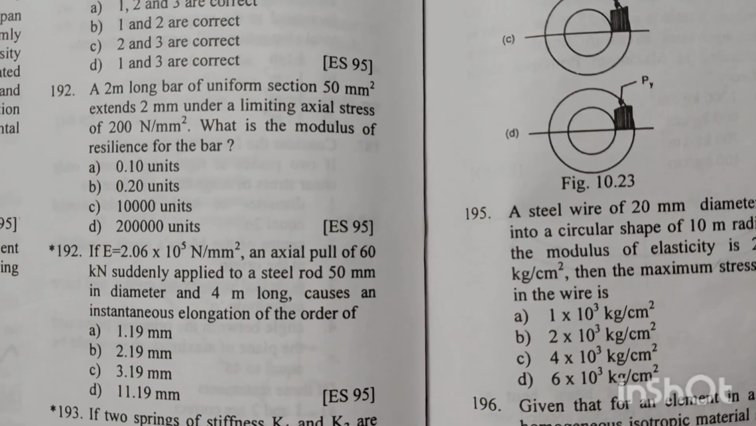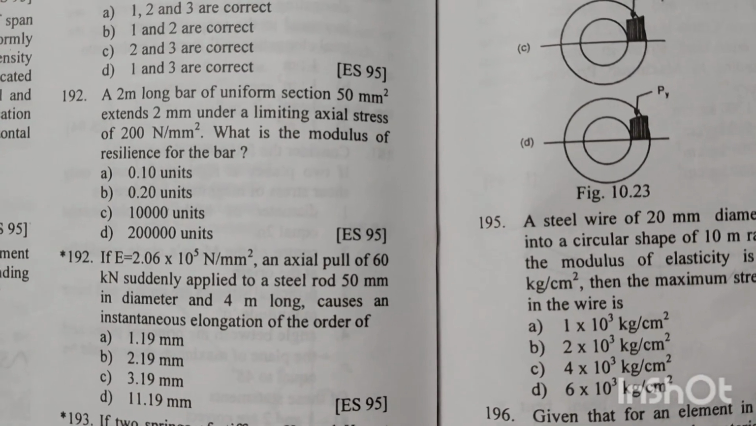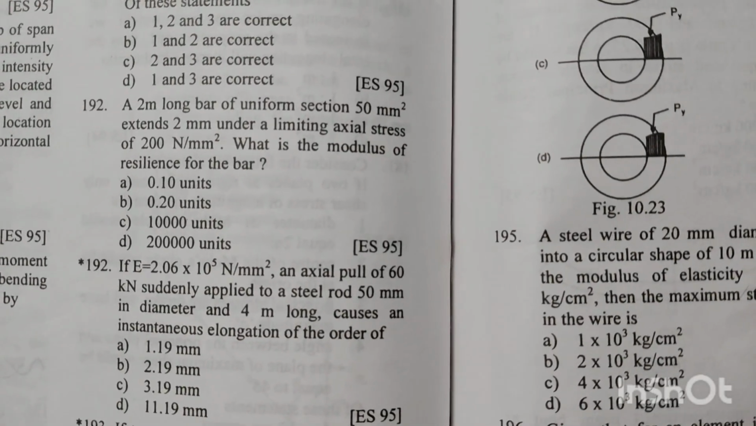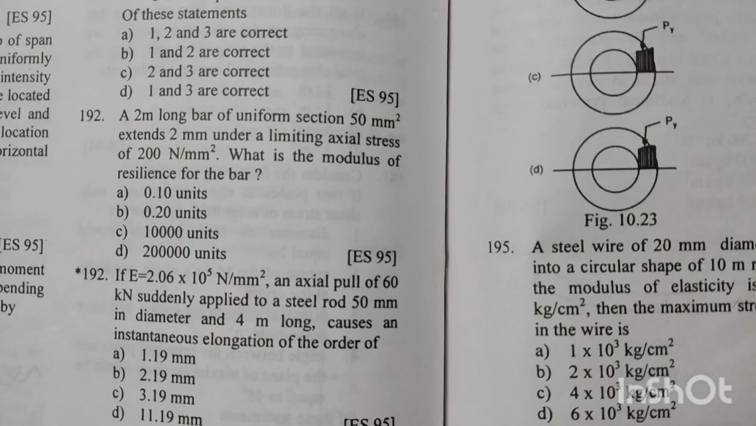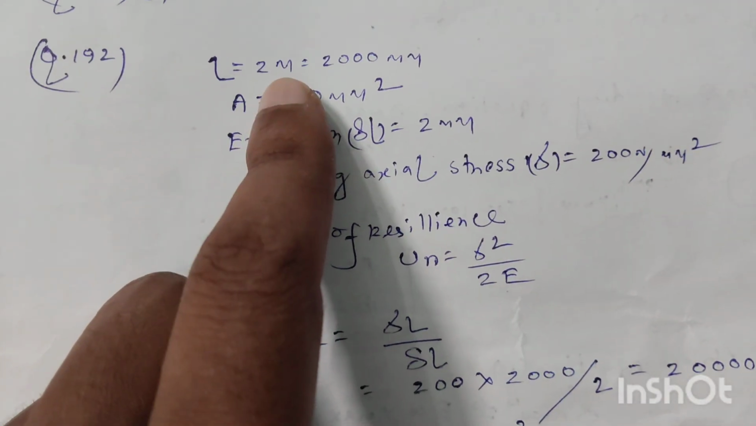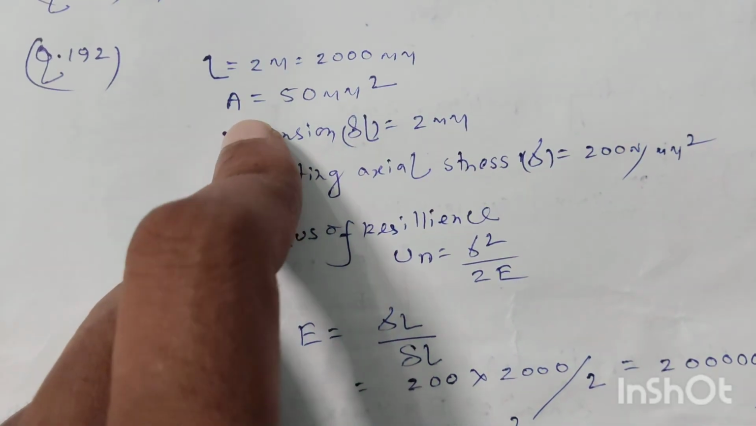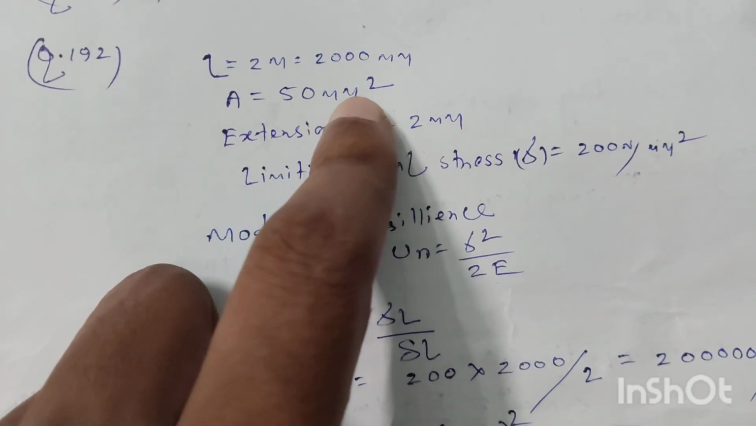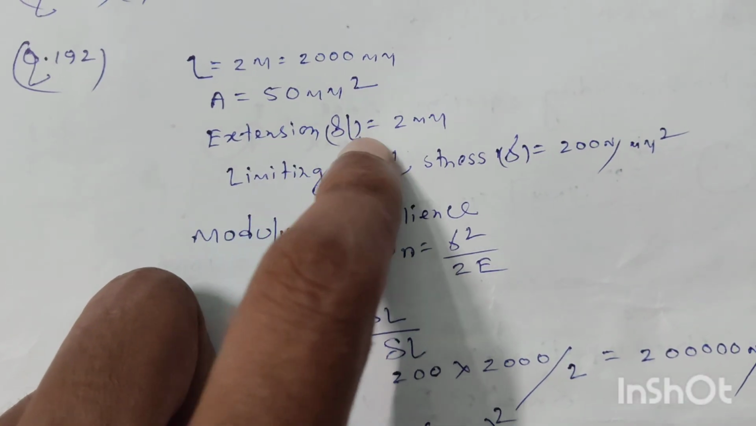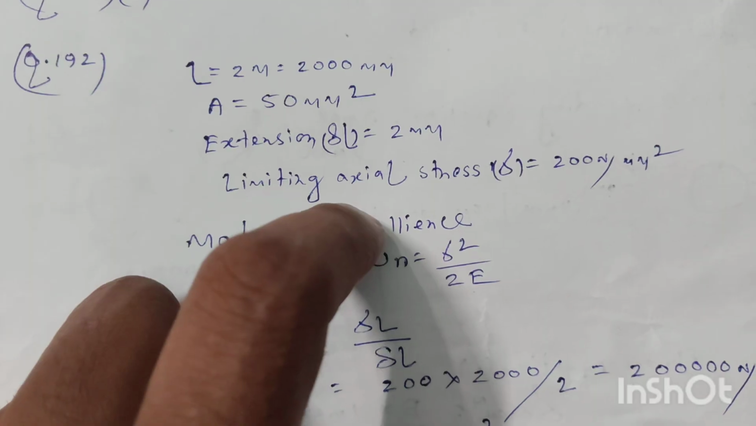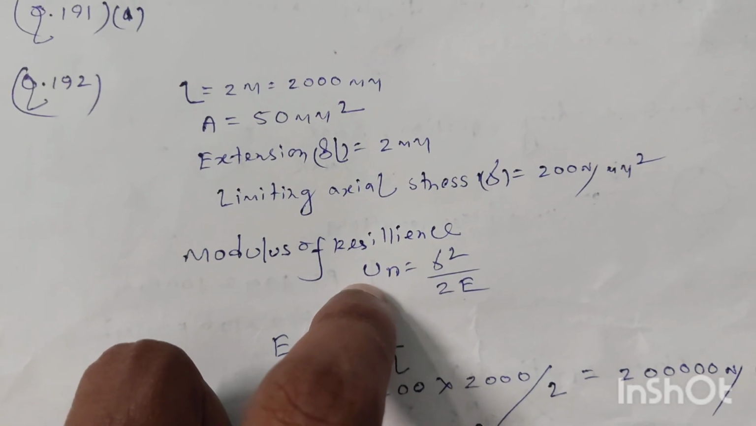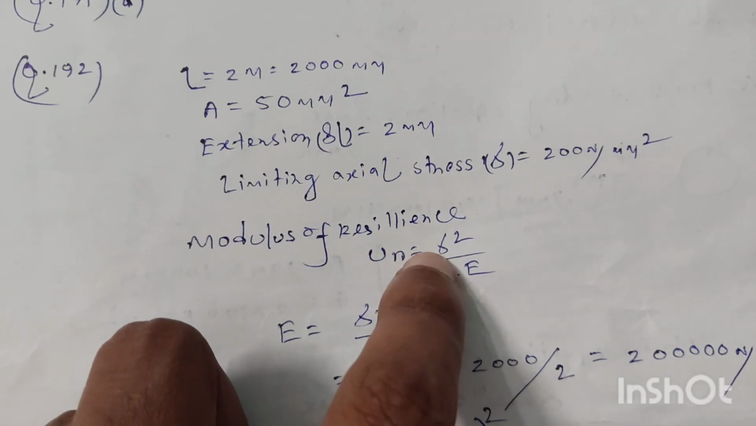Number 192. A 2 meter long bar of uniform section 50 mm square extends 2 mm under a limiting axial stress of 200 Newton per millimeter square. What is the modulus of resilience of the bar? Length of the bar is equal to 2 meter, that means 2000 mm. Area of the bar is equal to 50 square millimeter and extension of the bar is delta L equal to 2 mm and limiting axial stress sigma is equal to 200 Newton per millimeter square. So modulus of resilience UR will be equal to, by formula, sigma square by 2E.